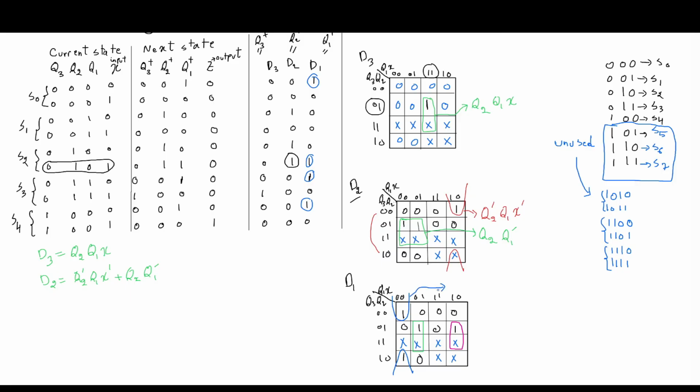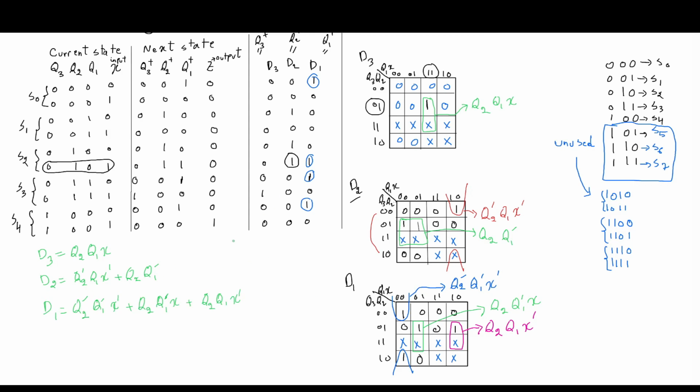So from this group here, we're going to get from here to here, Q2 is not changing, it's 0. So this is Q2 prime. And then we have Q1 prime, X prime. For this group here, we're going to have from here to here, we have Q2 is 1. And then in this area here, we have Q1 X prime. Lastly, this group here, we have a Q2. And then in this area, we have a Q1 prime X. So now we can write the Boolean expression for D1.